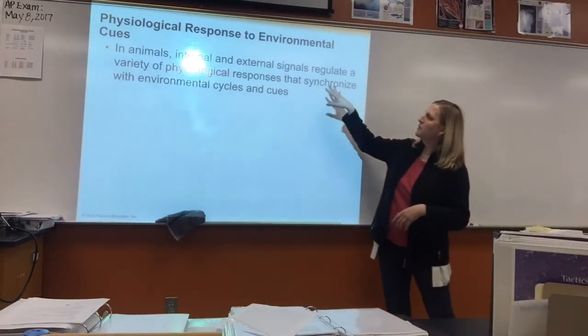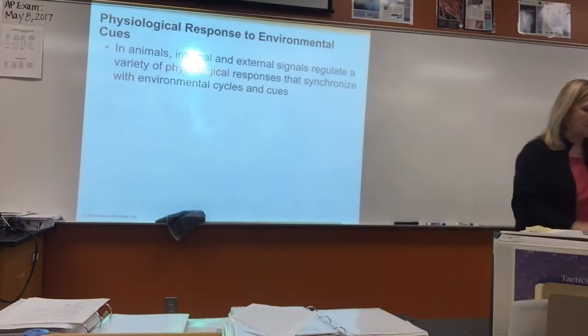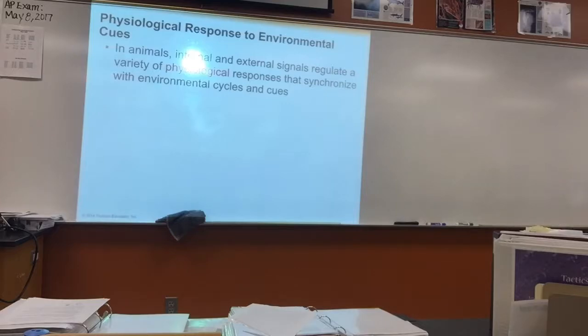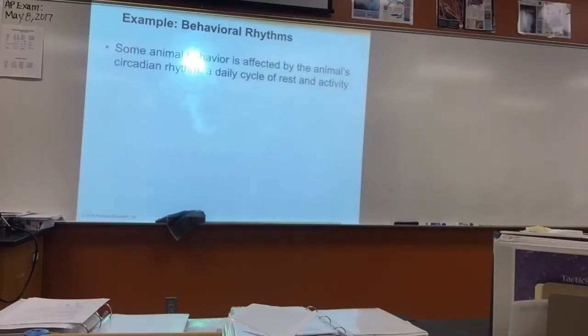Also, there are physiological responses that happen with a 24-hour cycle in our day. And so that's what I want to talk about right now, these behavioral rhythms. Some animal behavior is affected by what we call circadian rhythm, a daily cycle of rest and activity. If you've had psychology, anybody ever have psychology and learned about circadian rhythms? Yes? All right. So as humans, our circadian rhythm is about 24 hours. All right, 24-hour cycle.